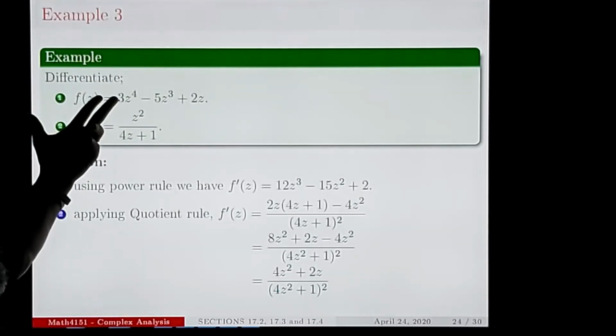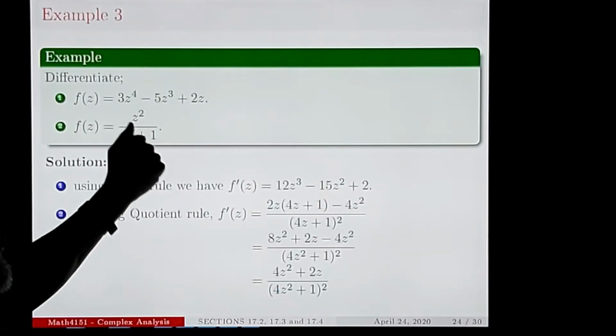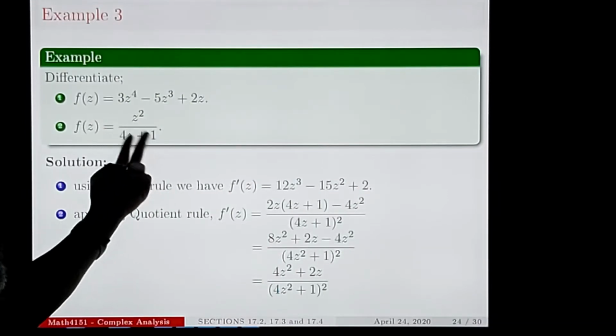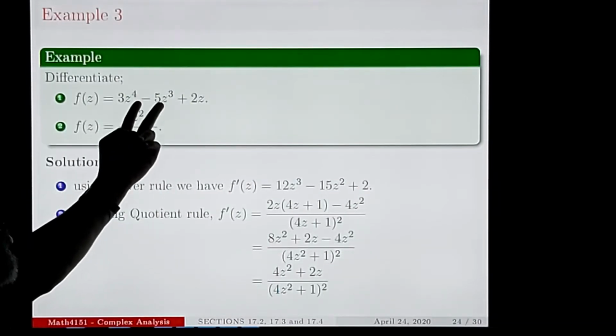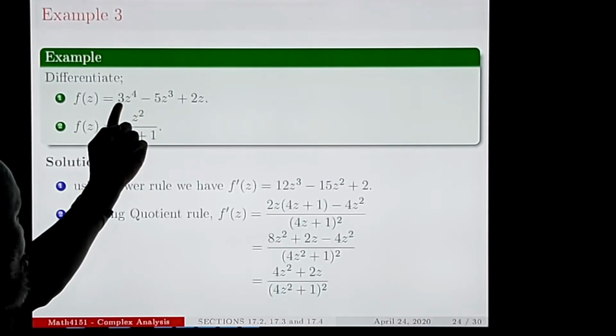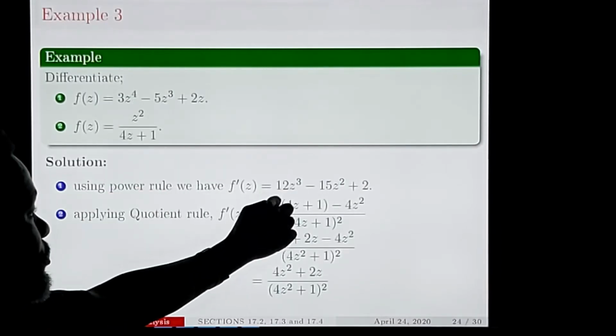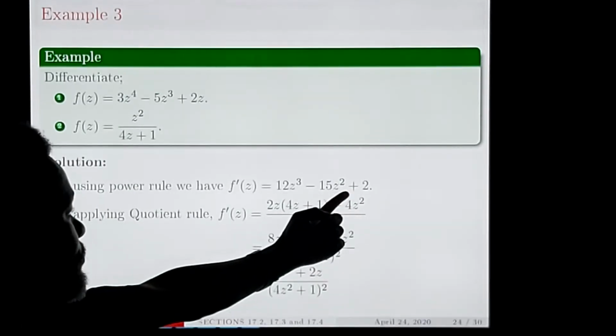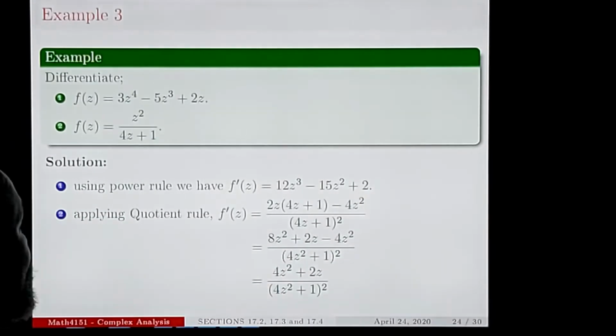Find the derivative of this function. This is a polynomial of degree 4, and this is a rational function. So here you're just using the power rule. You differentiate here: 4 times 3 is 12, you reduce the power, you get 12z cubed minus 15z squared plus 2. Finish. There's nothing else to say.